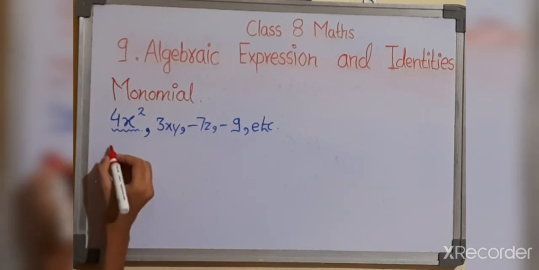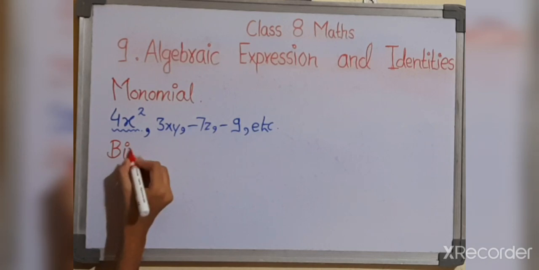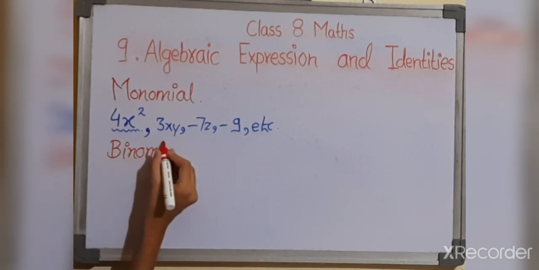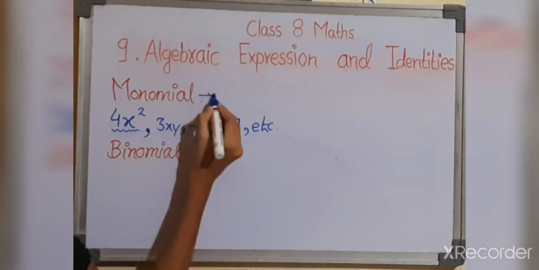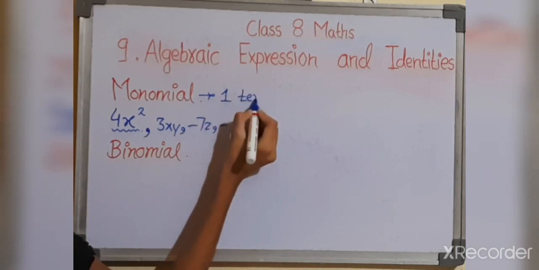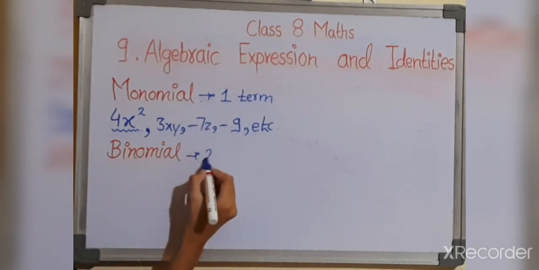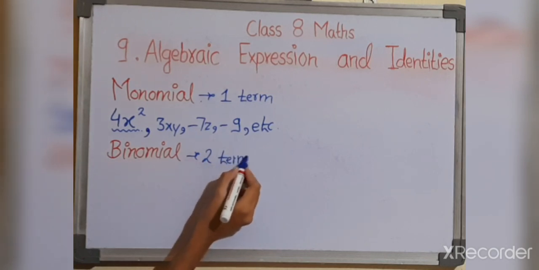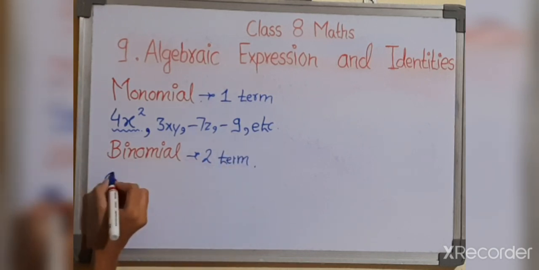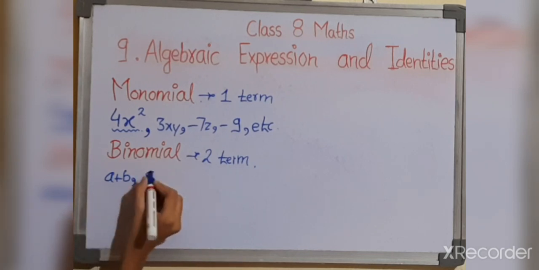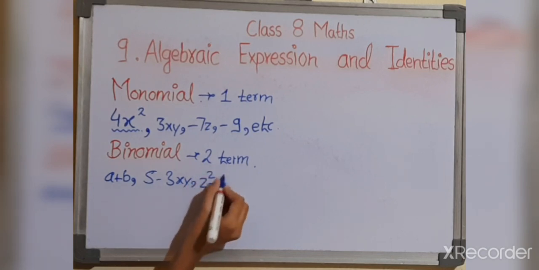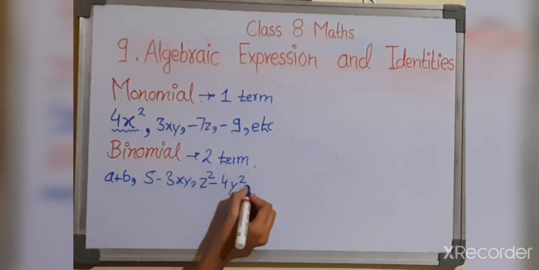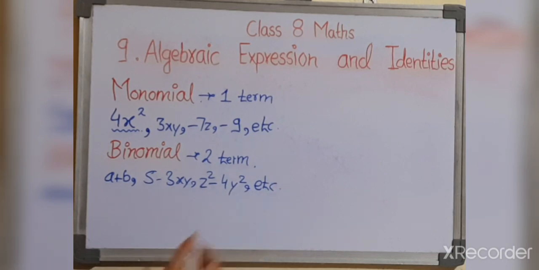Now let's see what is meant by binomial. With the name itself, we may be getting that it is an expression containing two terms. So monomial, one term, then binomial contains two terms. For example, a plus b, 5 minus 3xy, z square minus 4y square. So these all are the examples of the binomial.